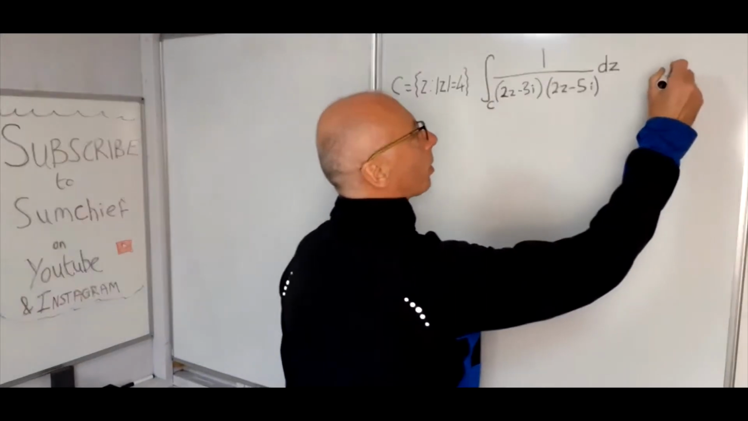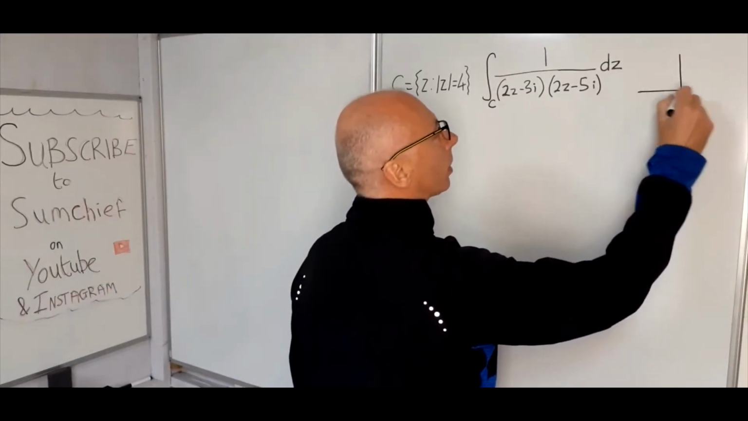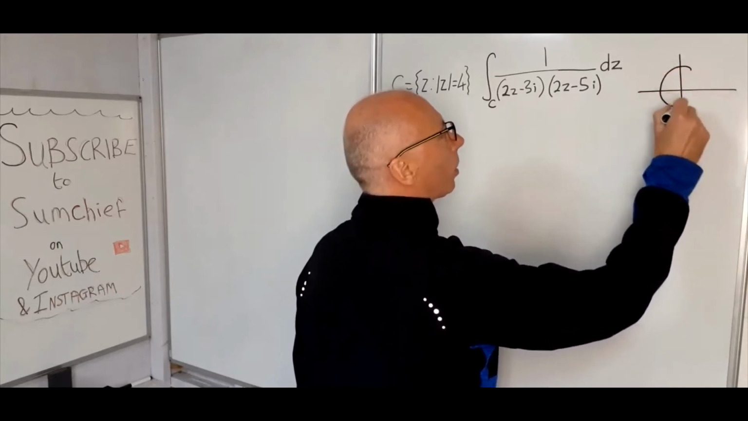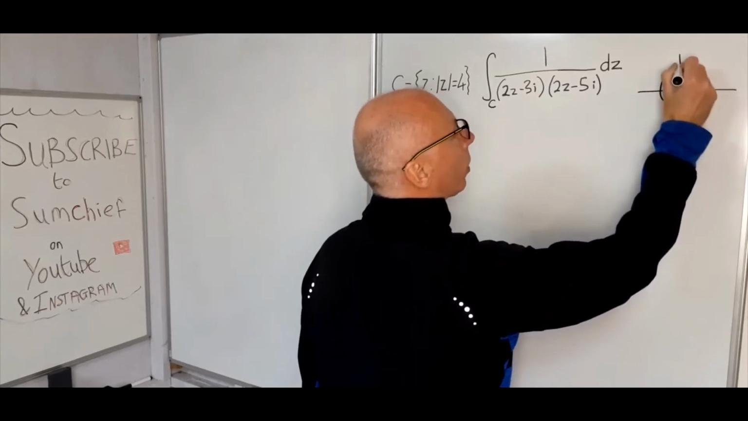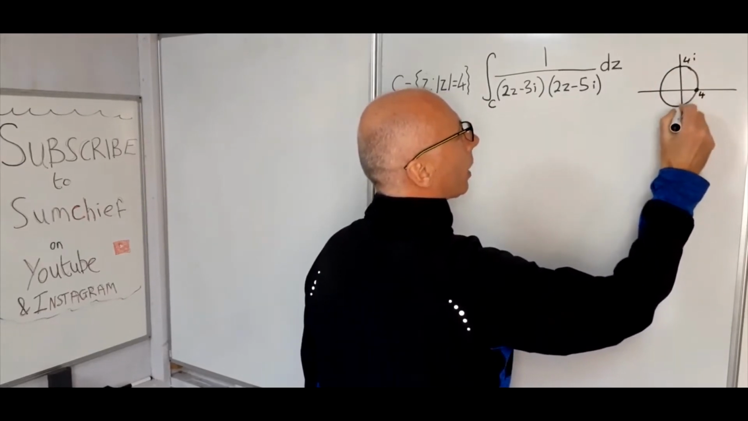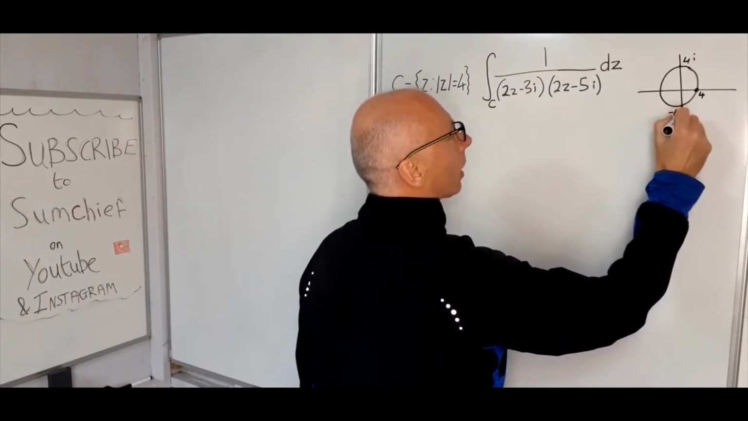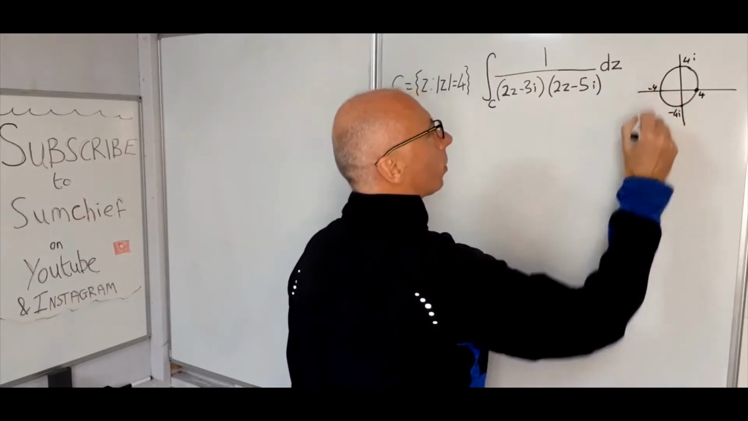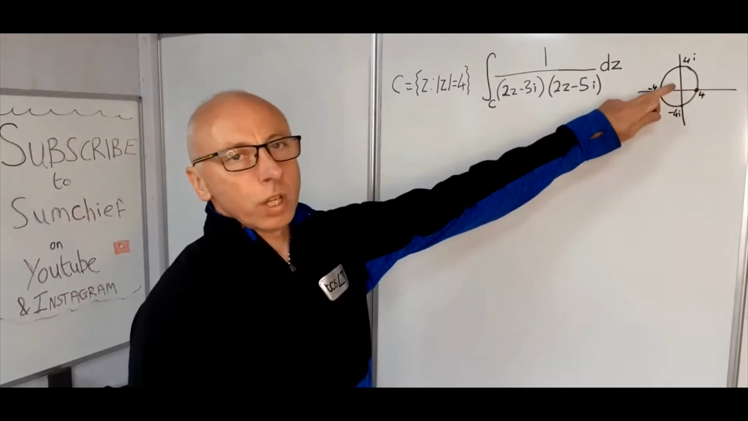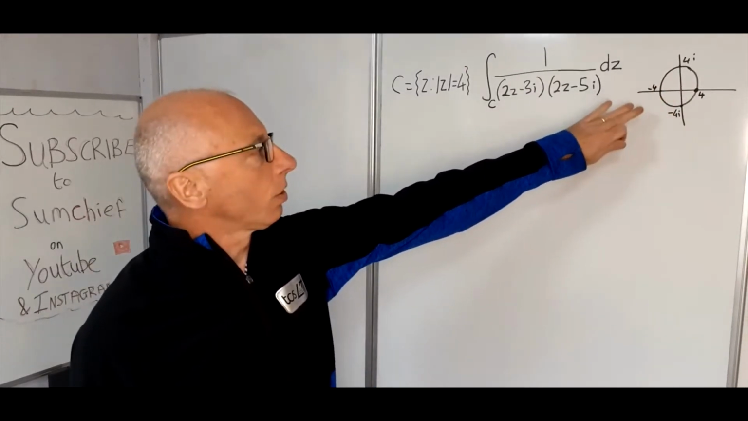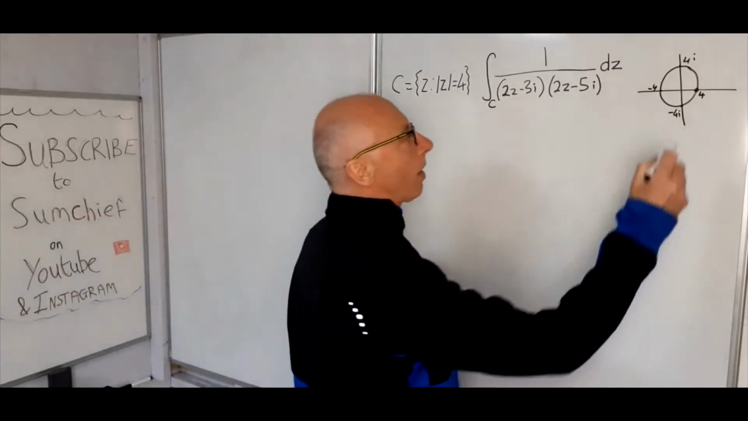So if we just draw that up on here, |z| equals 4 can look something like this. That would be 4, that would be 4i, minus 4i, and that would be minus 4. So we can see straight away that this is a closed contour, a simple closed contour. So that's one thing we know about that.